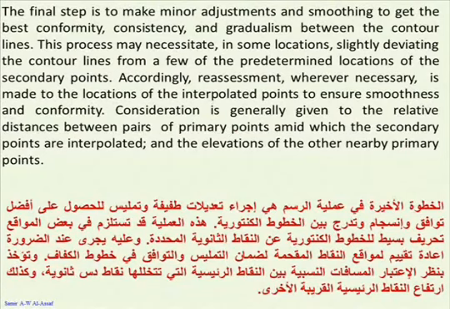The final step is to make minor adjustments and smoothing to get the best conformity, consistency, and gradualism between the contour lines. This process may necessitate, in some locations, slightly deviating the contour lines from few of the predetermined locations of the secondary points. Accordingly, reassessment, wherever necessary, is made to the locations of the interpolated points to ensure smoothness and conformity.